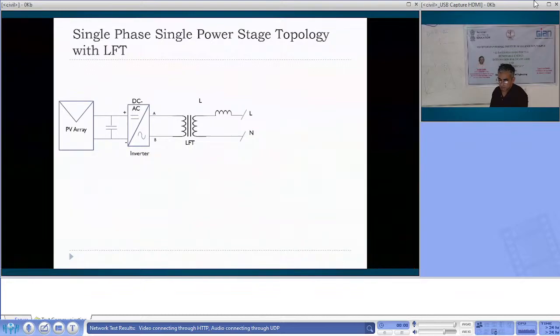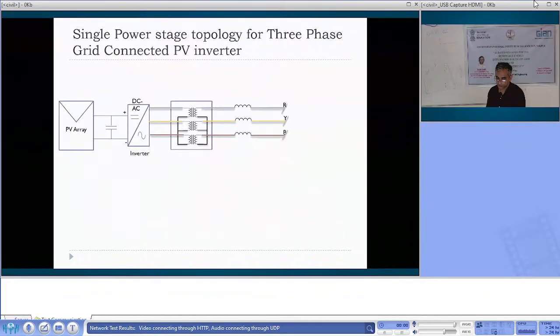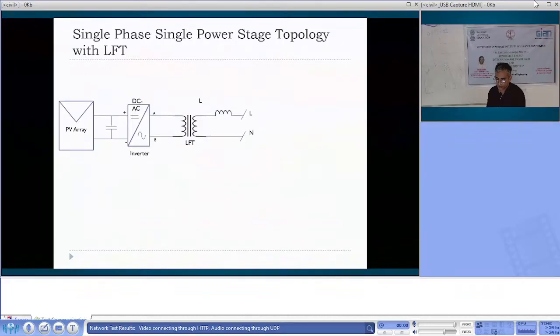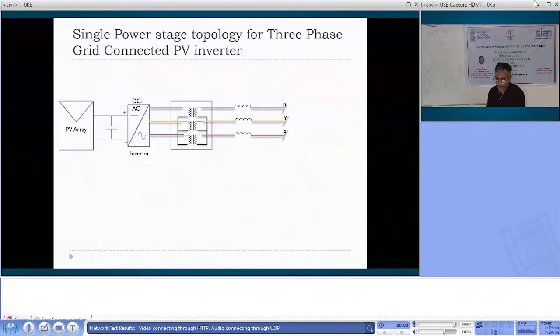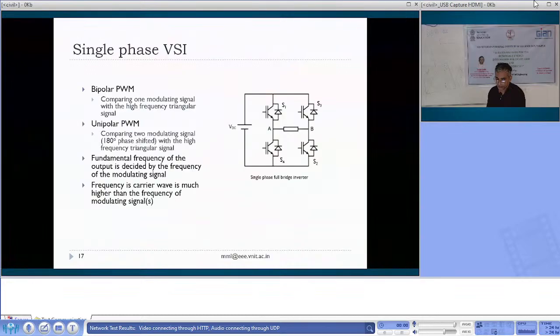Then you have the topologies with a low frequency transformer, a single power stage with a low frequency transformer. So you don't have a DC-DC stage, just the inverter. Then you have three phase also. So this is a single phase, and this is connected to a three phase transformer. So this is your single phase.